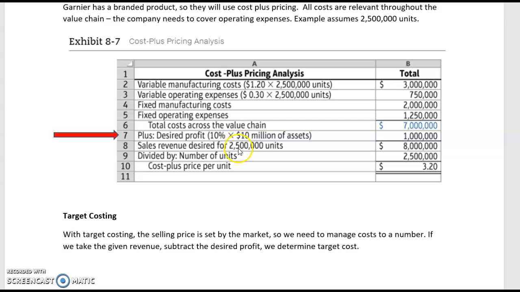Okay, so what is that? That would be the amount of sales revenue that we'd have to get. We'd have to sell it for $8 million. If I divide that by the number of units, 2.5 million, then my cost plus price per unit is $3.20. Okay, now let's look at target costing.